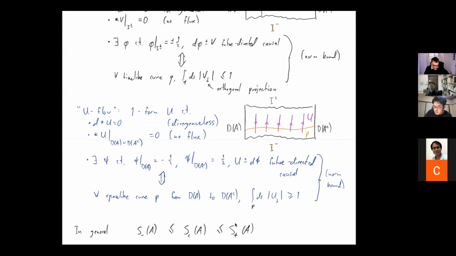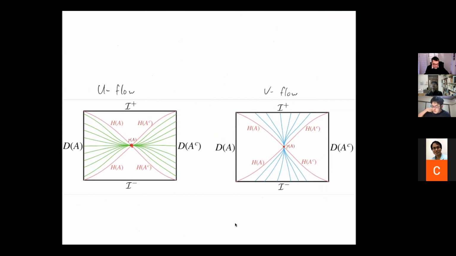So this convex quantity that you have is sitting between these two in a general spacetime, but of course in a holographic spacetime, this equals this, which means that the bit threads give the same value. And then a picture of what the optimal flows look like. So the optimal flows find the HRT surface, they find the entanglement wedges, and they basically squeeze through the HRT surface for the V flow in a space-like direction and in a time-like direction for the U flows.